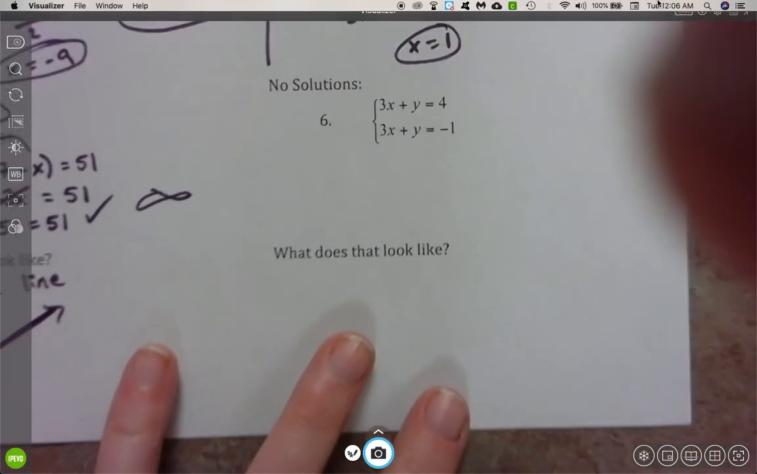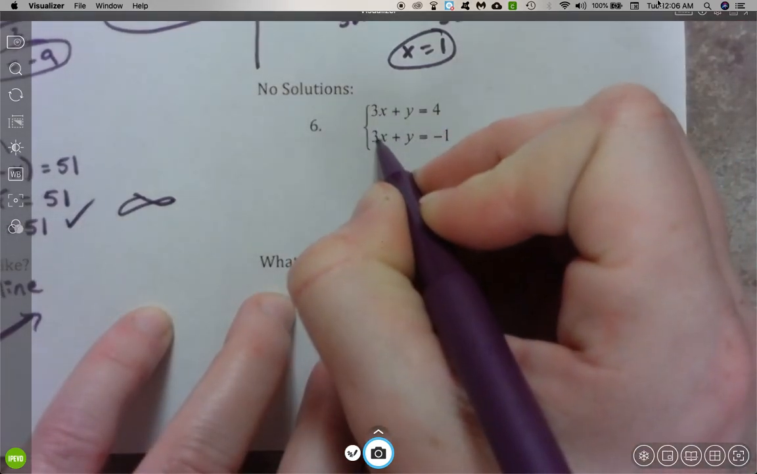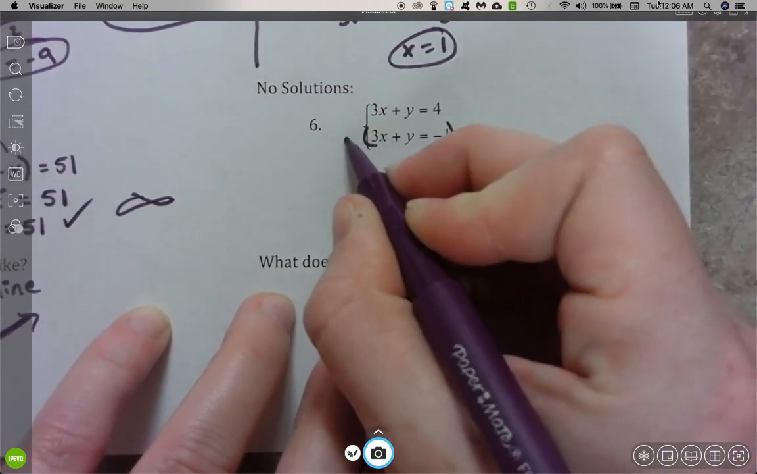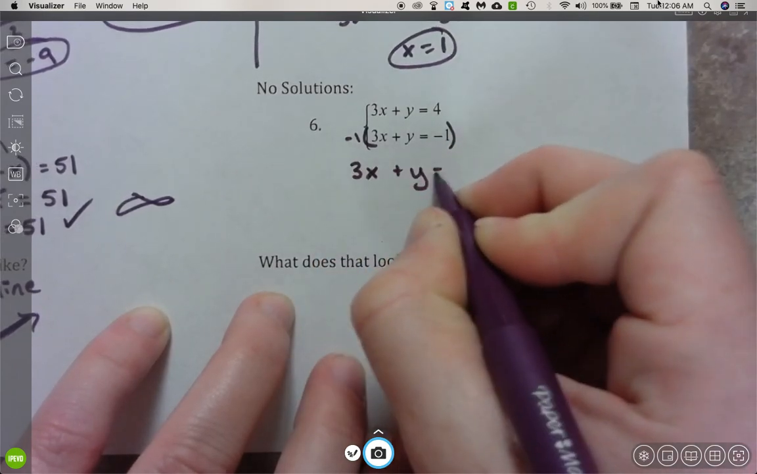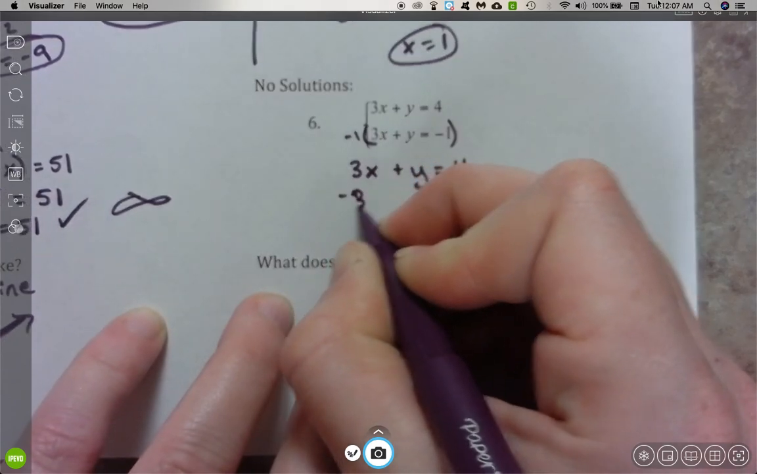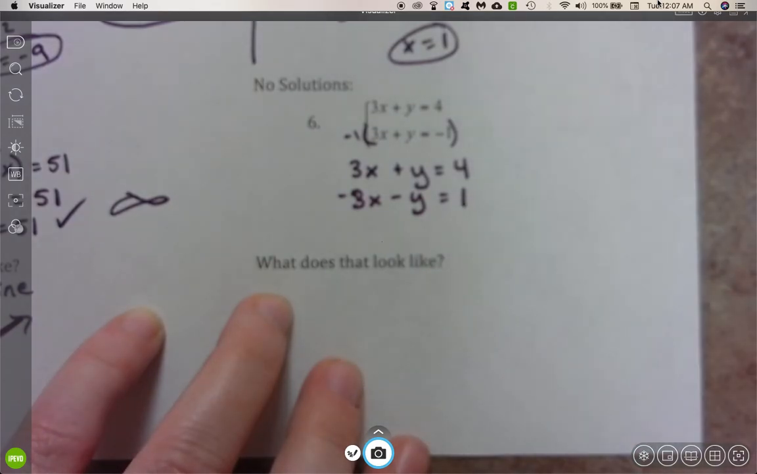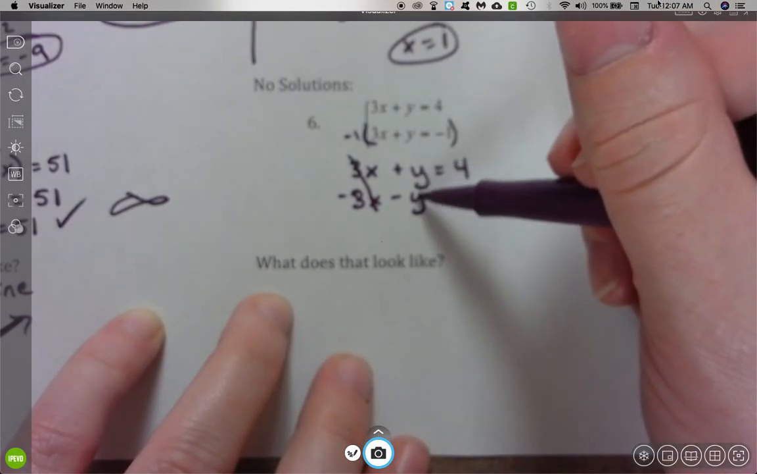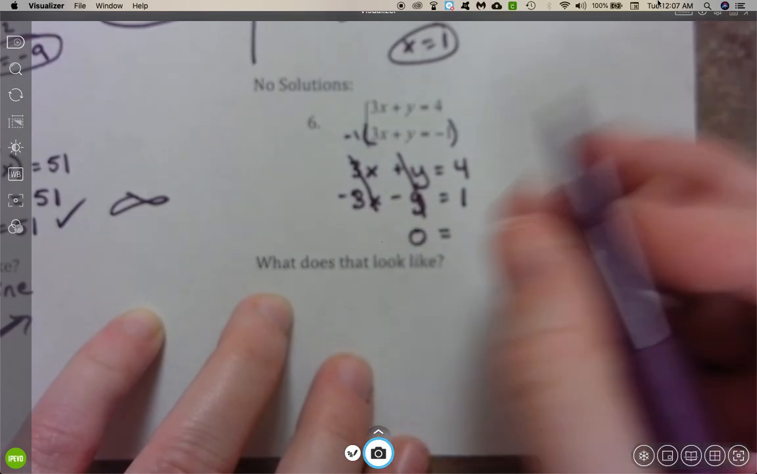Okay, last one. So this one, let's go ahead and do some elimination here. So 3x and 3x, if I add those two together, that makes 6x. But if I want to cancel those out, I can multiply the bottom equation by negative 1. Okay, so the top one is going to stay the same, 3x plus y equals 4. And the bottom one is going to be negative 3x minus y equals negative 1 times negative 1 is positive 1. Okay, so now I notice that the 3x minus 3x goes away. And y and negative y, that also goes away. Okay, so what's left over on the left side is 0. So I have 0 equals 5.